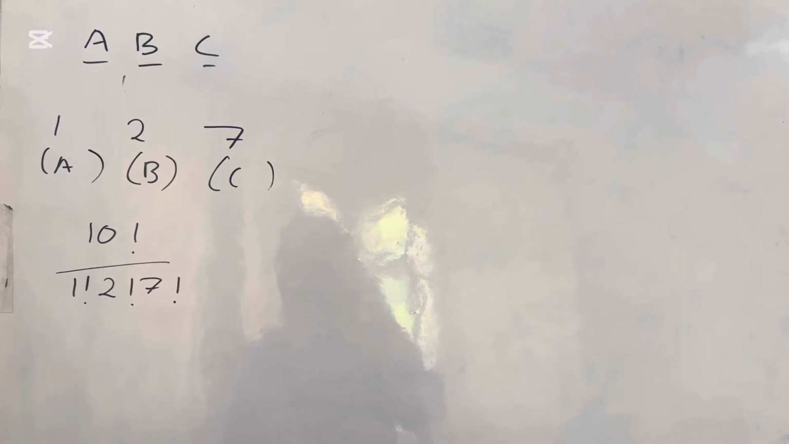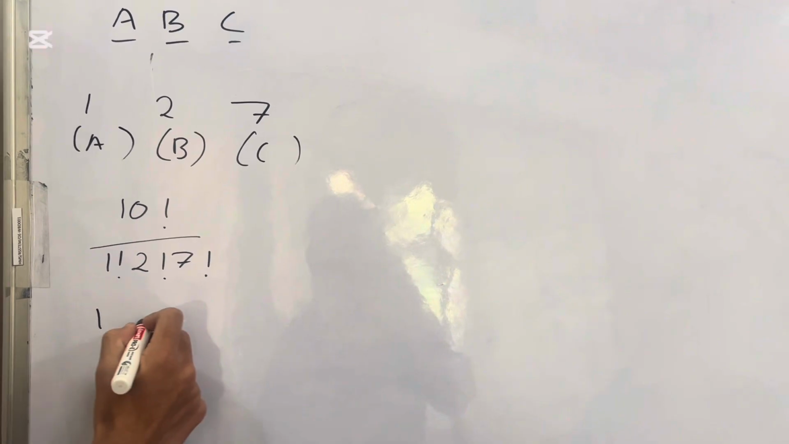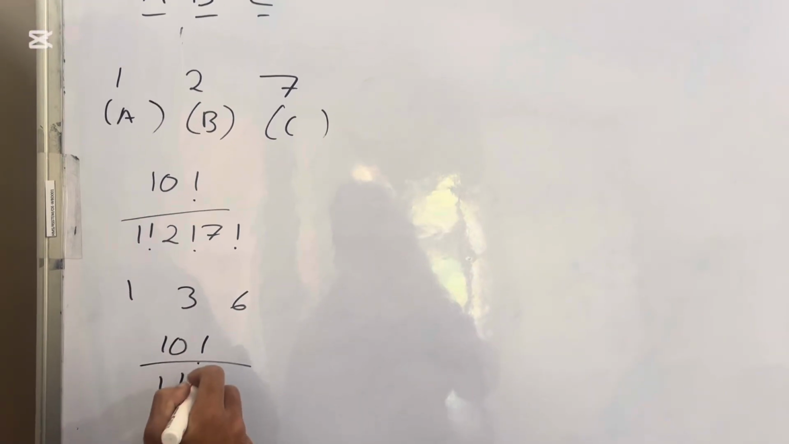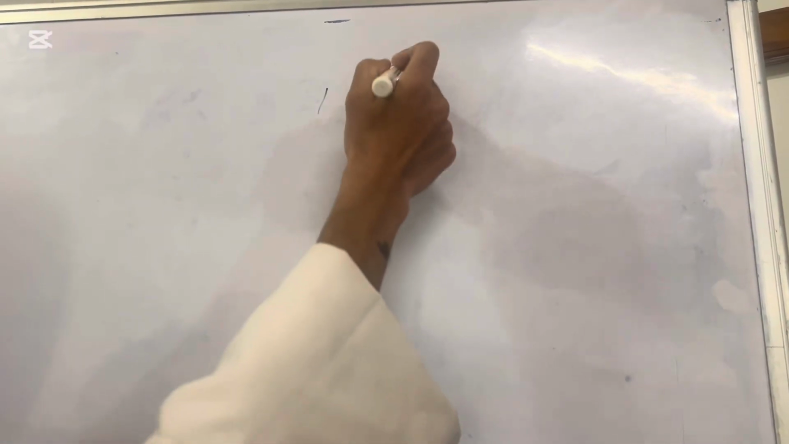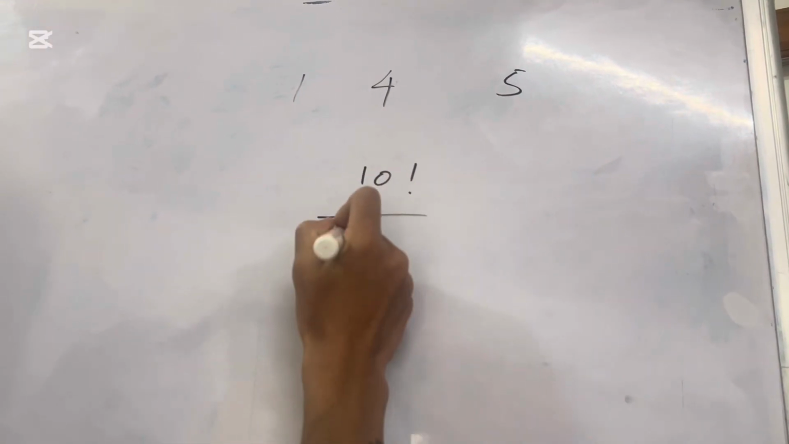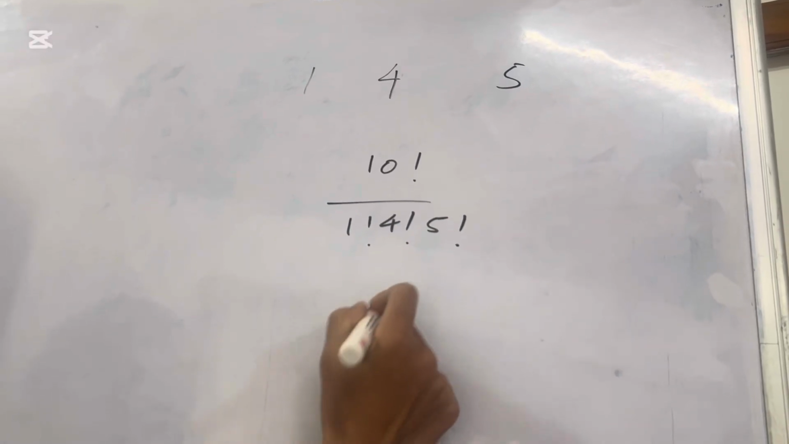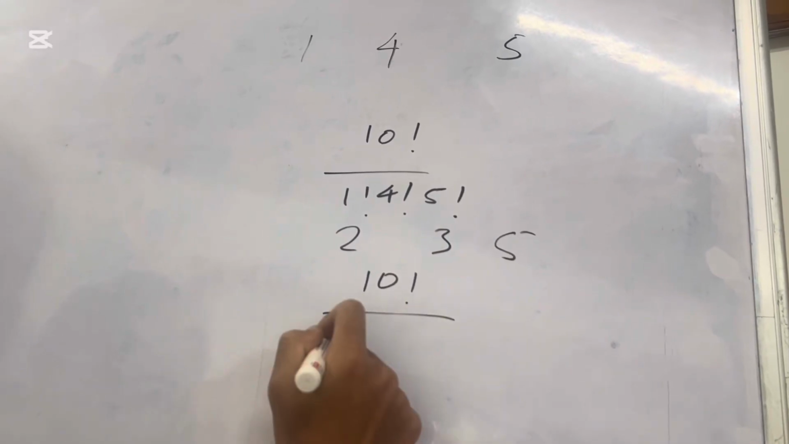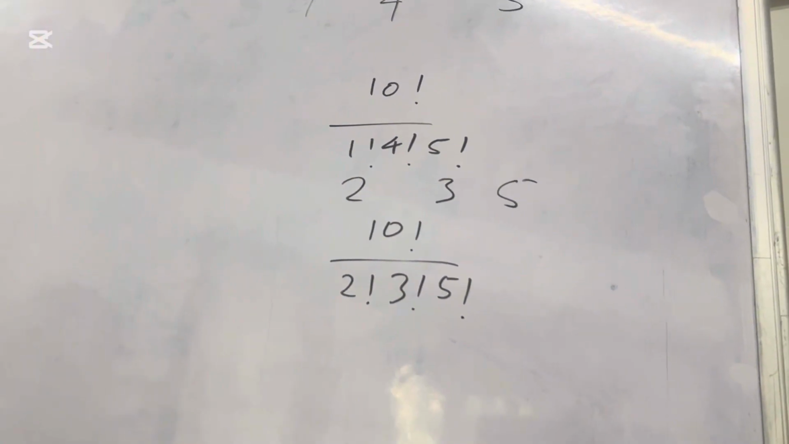And we do similar casework counting for all of the 4 cases. For 1, 3, 6, we have 10 factorial divided by 1 factorial, divided by 3 factorial, divided by 6 factorial. We do the same casework counting for 1, 4, 5: 10 factorial divided by 1 factorial, divided by 4 factorial, divided by 5 factorial. And we do the same for the last case, which is 2, 3, 5: 10 factorial divided by 2 factorial, divided by 3 factorial, divided by 5 factorial. So we have all of these cases.